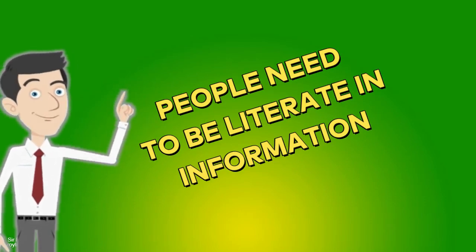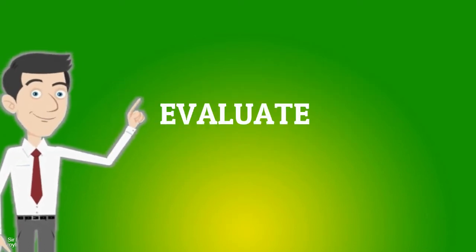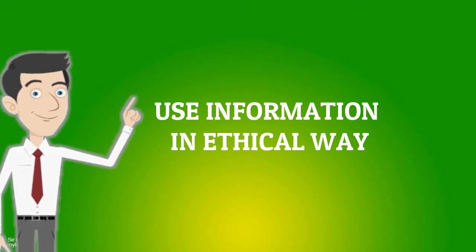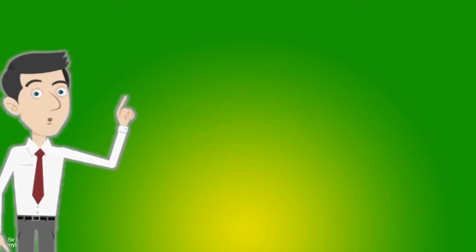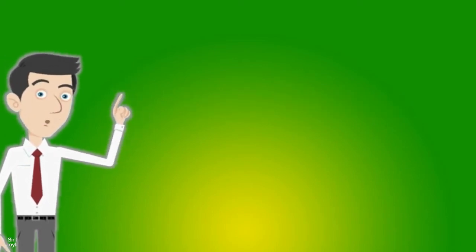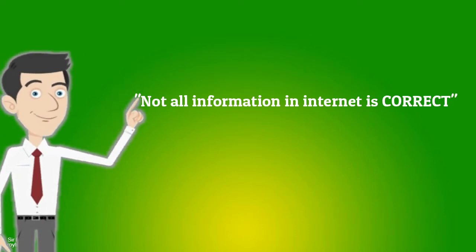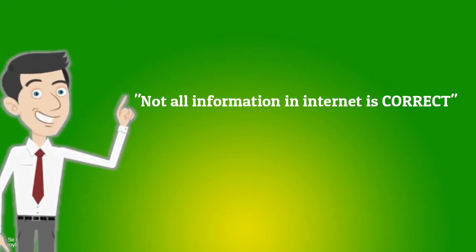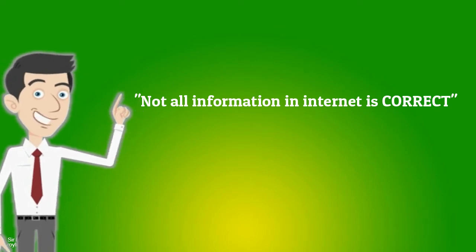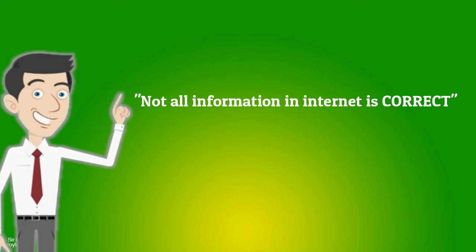If a person is literate enough in information, he or she can identify, evaluate, and use information in an ethical way. Evaluate the information to see whether it is from a legitimate source or not. There is so much false information over the internet, believed to be true and shared by people who are information illiterate. That is why we need to be literate in information. Being information literate involves developing a learning habit.